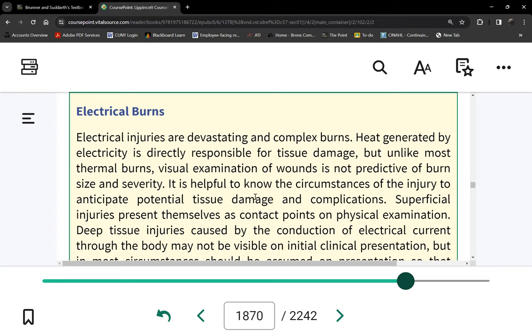So one of our electricians got electrocuted, and he had what looked like a stigmata. You know what a stigmata is? Like Jesus Christ, he had the two nail marks here. He looked like that. Okay, so he had an entry and an exit wound from the electrocution.